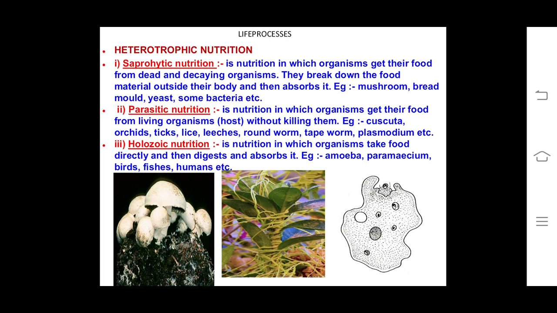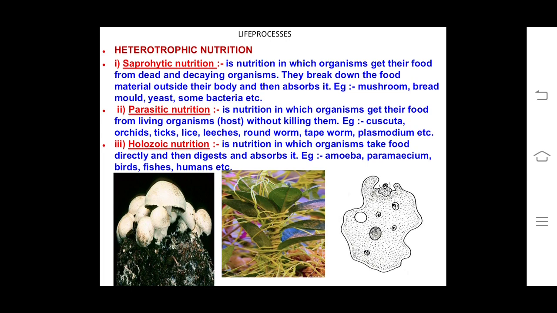Examples are mushroom, bread mold, yeast, and some bacteria. Mushroom, bread mold, and yeast are all fungi. So they feed on dead and decaying matter. You must have seen, if fruits or bread or chapati is left outside during the rainy season or any season, you see black colored thread-like substances growing on it. That is fungus. Rhizopus is a fungus.